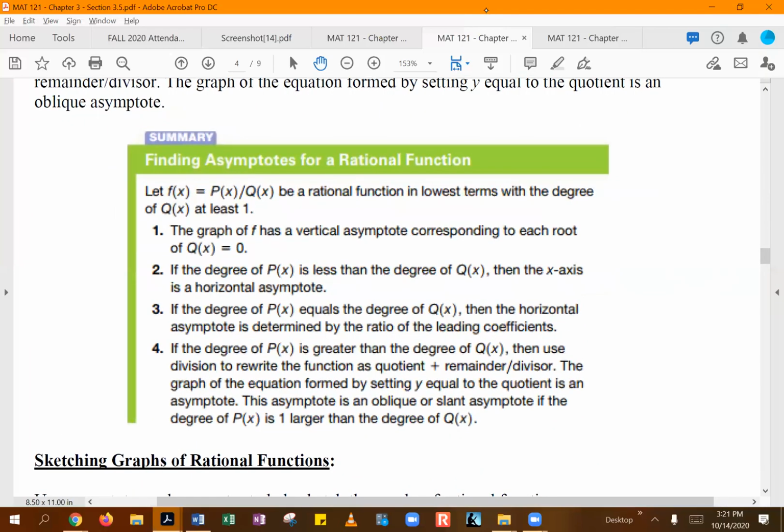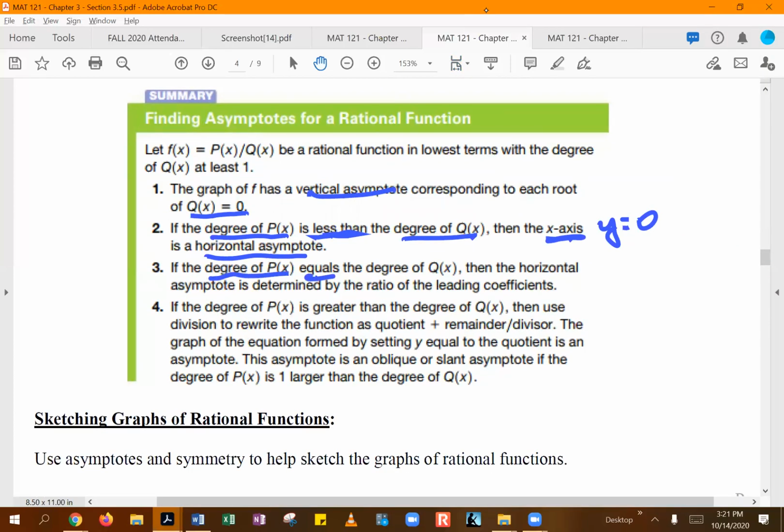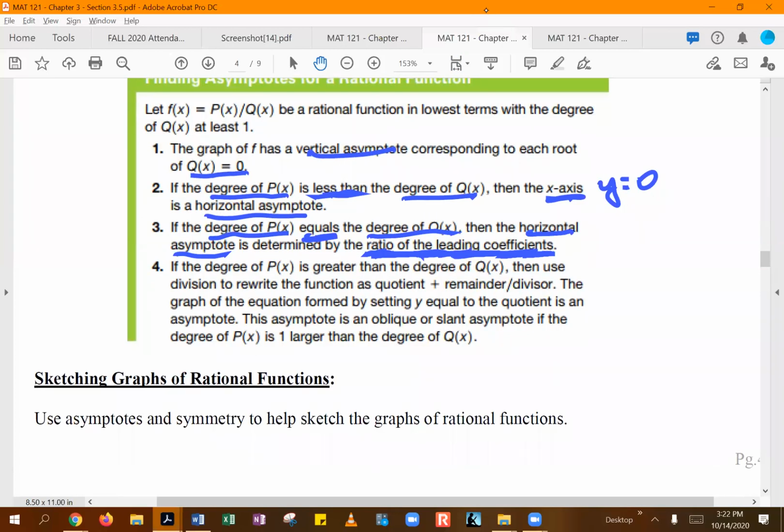So you will see this is talking about, for the vertical asymptote, take your denominator and set it equal to 0. For horizontal asymptotes, if the degree of the numerator is less than the degree of the denominator, your x-axis or y equals 0 is going to be the horizontal asymptote. If the degree of the numerator is equal to the degree of the denominator, then your horizontal asymptote is going to be the ratio of the leading coefficients. And then for the oblique, the degree of your numerator has to be greater than the degree of the denominator.